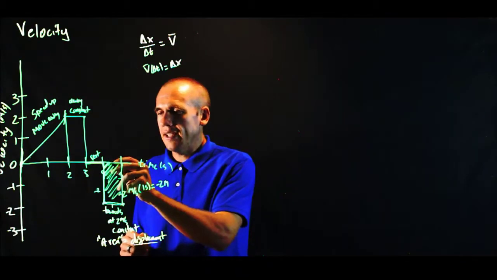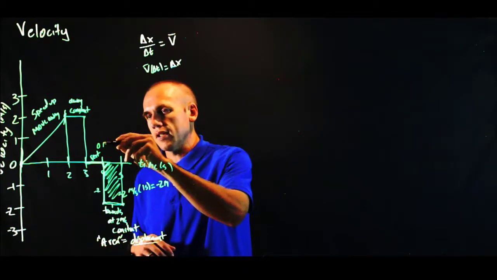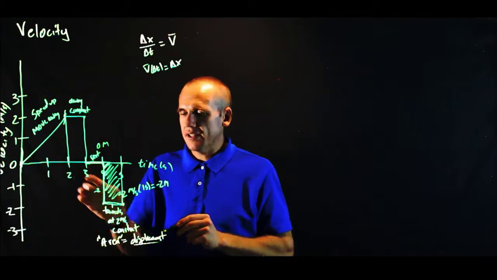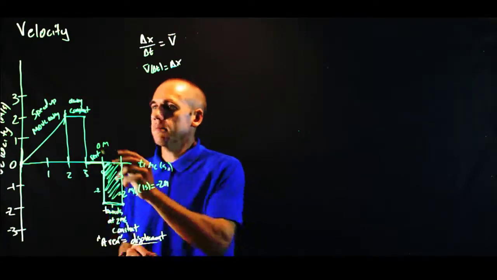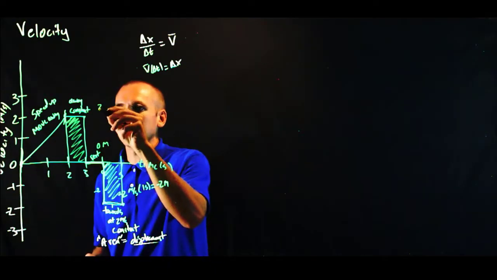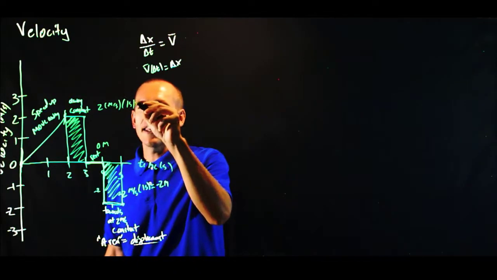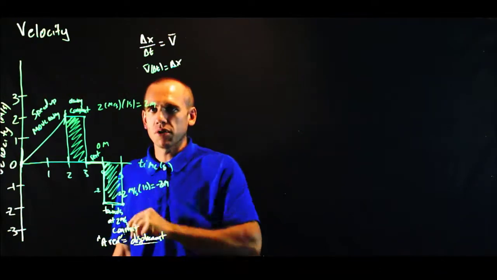Now there's no height here, there's no velocity, and so this has 0 displacement, 0 meters. This interval is exactly like this interval, only my area is positive, right? I have 2 meters per second for 1 second, 2 meters per second for 1 second, and that gets me a positive 2 meters.